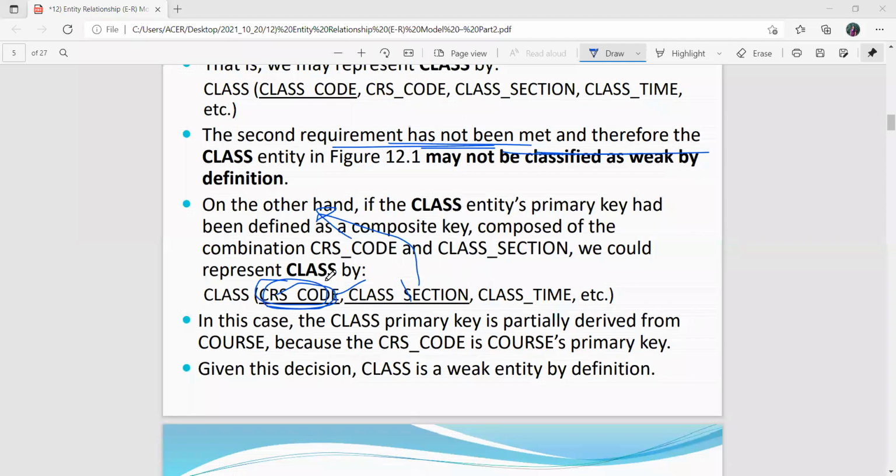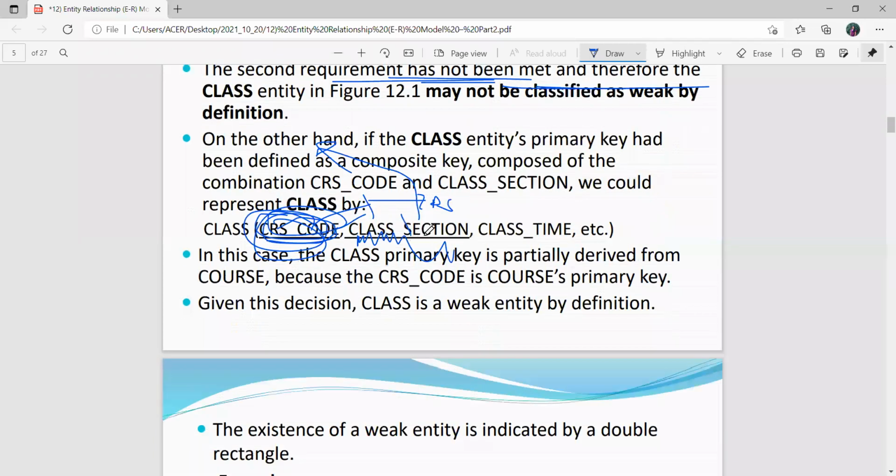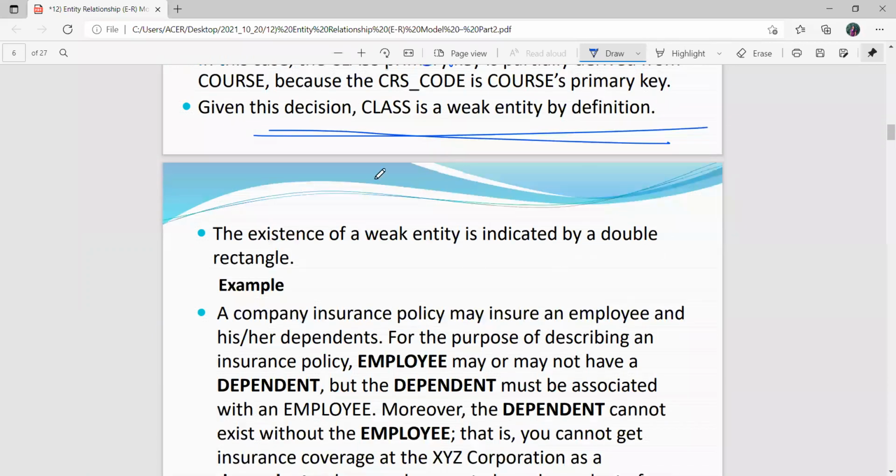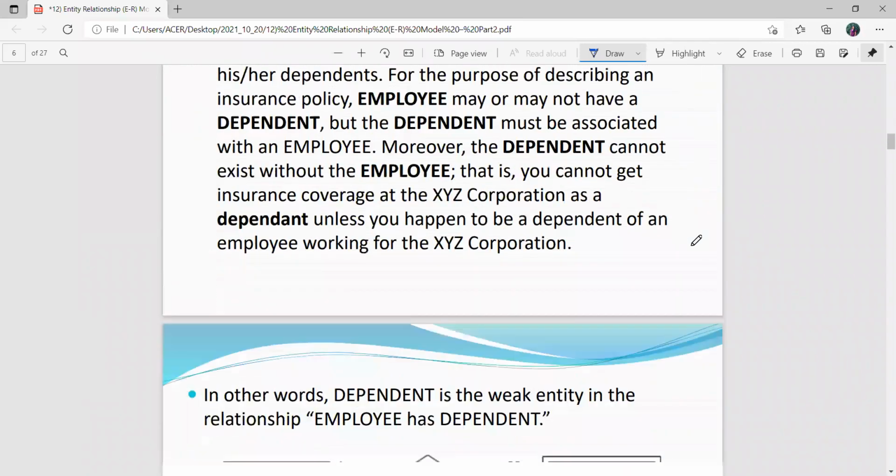There are two keys as a primary key. So you can see this is partially derived. If it does not have this one, this is totally derived from the course entity. So this is partially derived from the course entity. So the class is a weak entity by the definition. So existence of a weak entity is indicated by using a double rectangle.